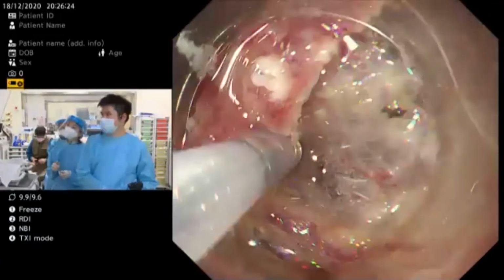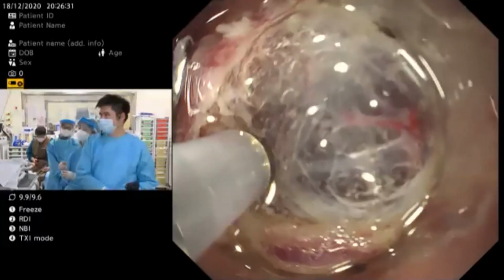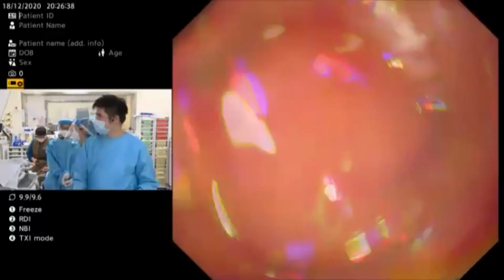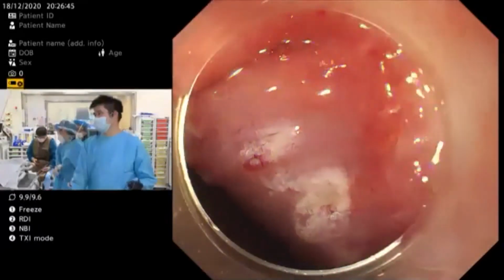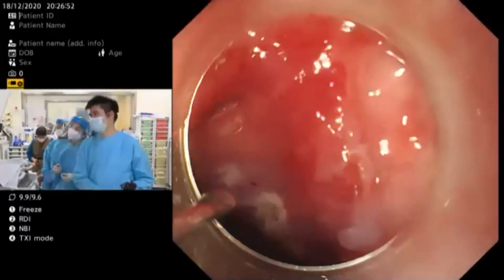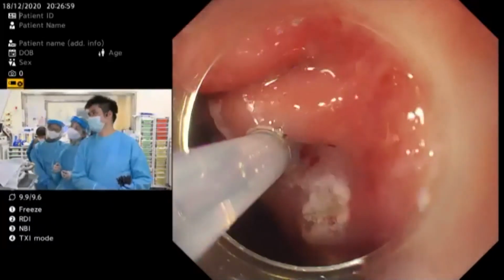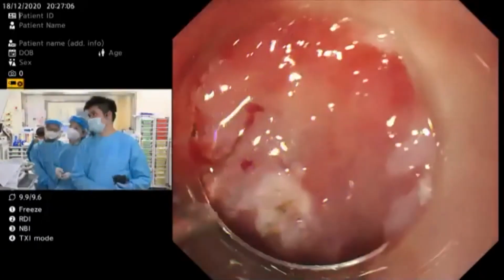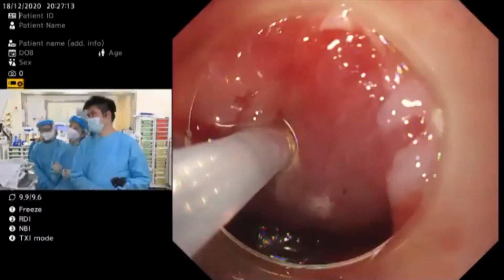So when you inject, you try and avoid the vessel. You can see a large vessel here. Okay, so I hope to inject a bit more on the proximal side. I think this is still not very good enough. Hold the scope. I think this is probably a bit of scar, but not too bad.